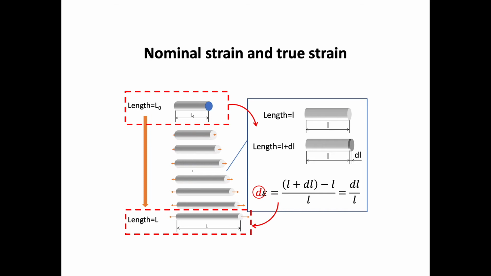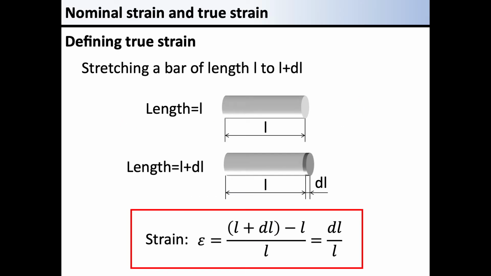Here, we are arguing about nominal strain and true strain. Let's start with thinking about the elongation of a bar. Now, the bar has length L and is stretched by dl. The strain is calculated as the elongation divided by the original length.